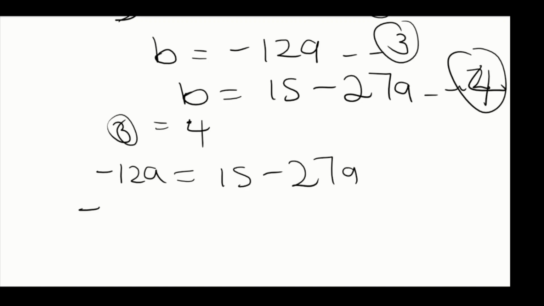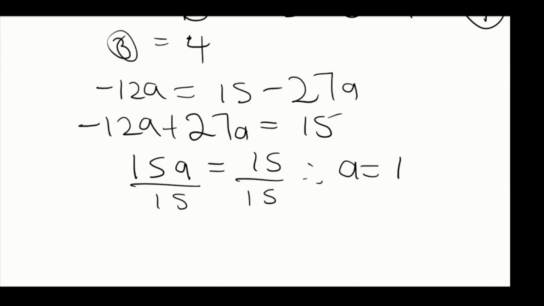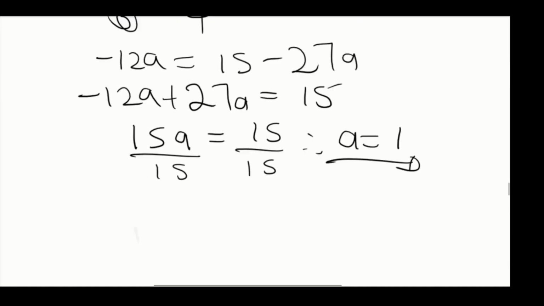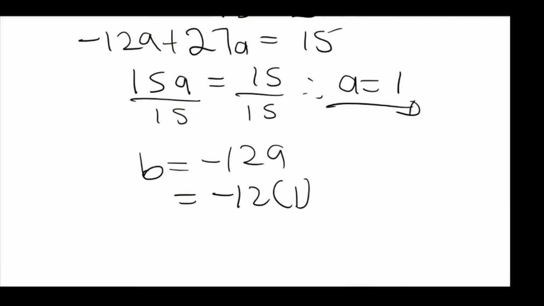Transpose 27a to the other side, we have minus 12a plus 27a equals 15. Then minus 12a plus 27a is going to give you 15a, which equals 15. So divide by 15 both sides. We're going to get a equals 1. Remember that we said b is equal to minus 12a. So you're going to substitute the 1. So it's minus 12 times 1. So b is equal to minus 12.